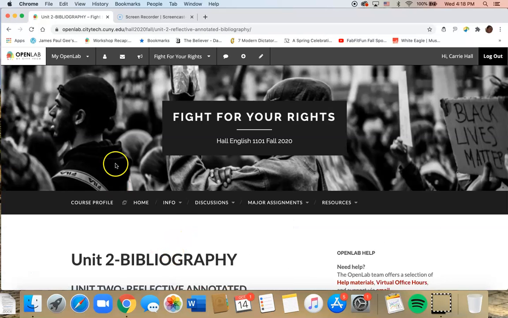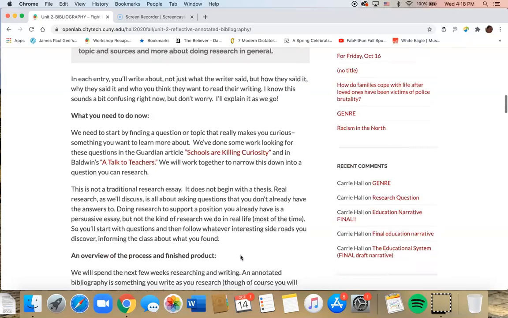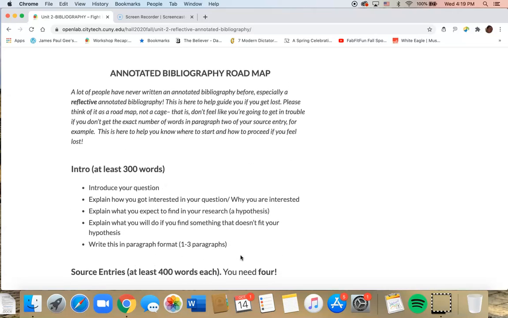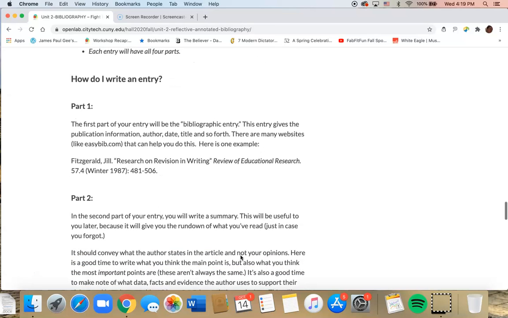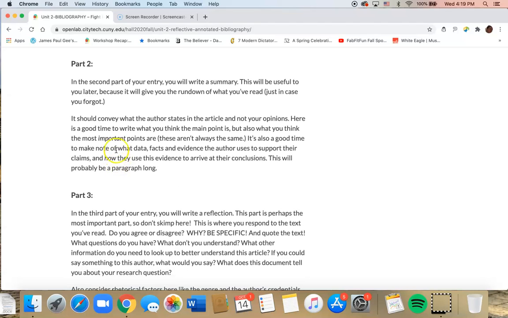I want you to look at the annotated bibliography handout. This is under major assignments, bibliography. There was also a link to it on that assignment sheet. So you would go here, major assignments. Here you want to scroll down to where it says annotated bibliography roadmap and how do I write an entry. Part 1, for now you don't have to worry about getting it in the proper format, but make sure you write down what your source is. Write down who the author is and what the source is. We'll talk about formatting later.